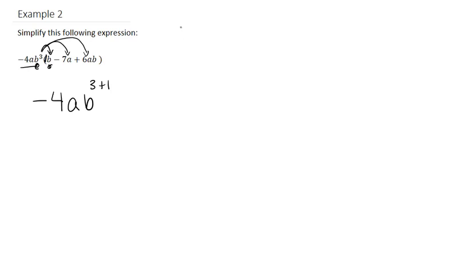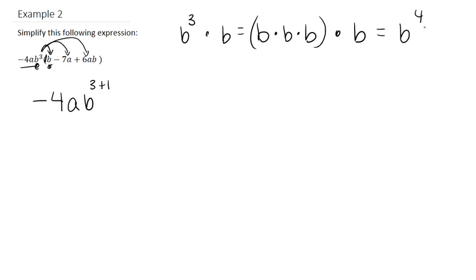Essentially what it's asking is b to the third times b, which is really showing b times b times b times this other b. So another way to look at this is when we add them all together, because there's 4 b's, it's just b to the fourth. So that's what we're doing. That's why we add the exponents. So this would be b to the fourth. But we'll just move on.